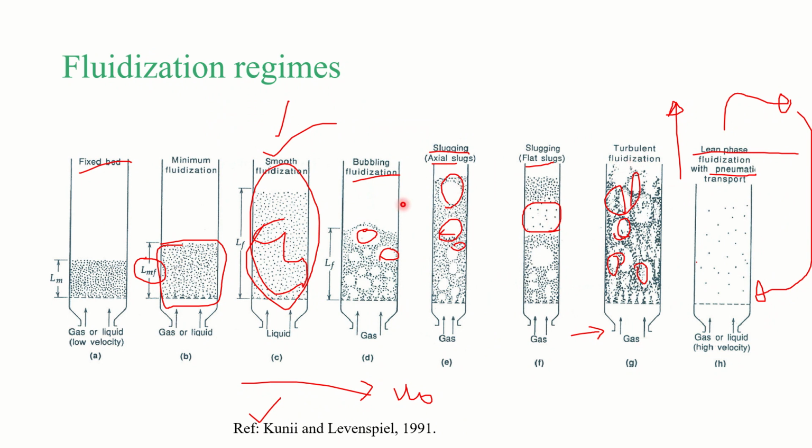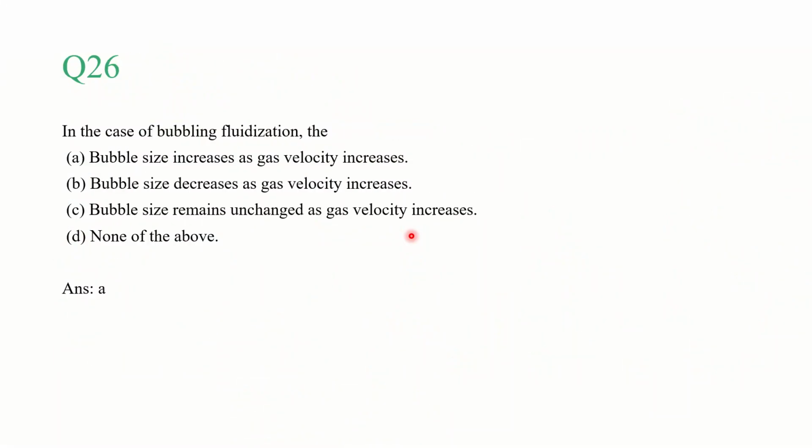But in general, in the bubbling fluidization, when we increase the gas velocity, the bubble size also increases. So the answer to this problem is option A. That is, bubble size increases as gas velocity increases.